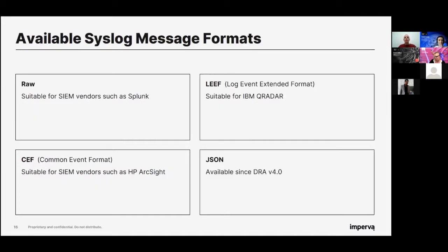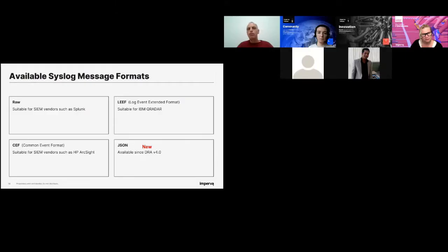And we have several message formats. We have the raw that is suitable for SIEM vendors such as Splunk and others. We have CEF, that's the common event format for vendors such as HP ArcSight. We have LEEF, which is what IBM uses. And we have a new type of message available from DRA version 4, which is JSON.